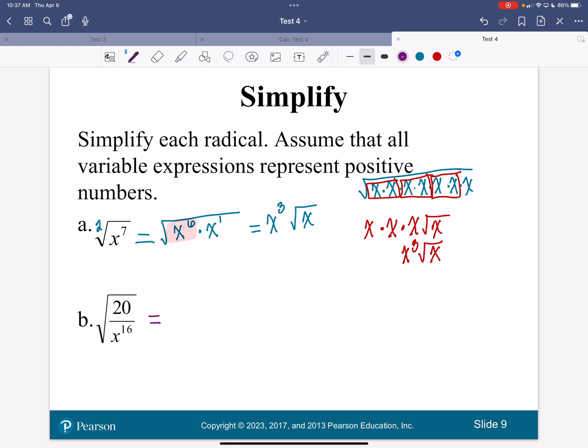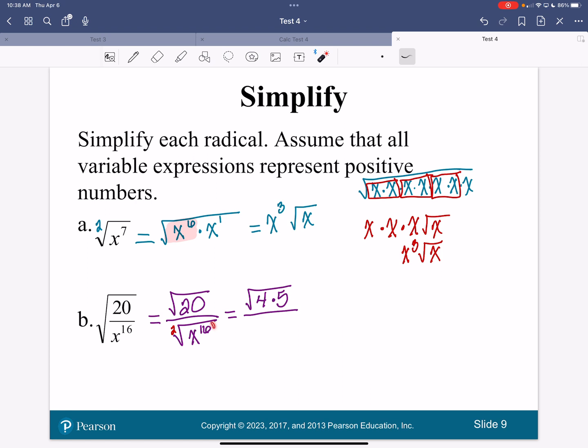Now, I've got the square root of 20 over the square root of x to the 16th. What is a perfect square factor inside 20? 4. Okay, so I'm going to have the square root of 4 times 5. Okay, so I just broke 20 down to 4 times 5. Then I've got x to the 16th, and I'm taking the square root of that. There is an assumed 2 right here because it's square root. I don't have to write the 2, but that's what square root means.